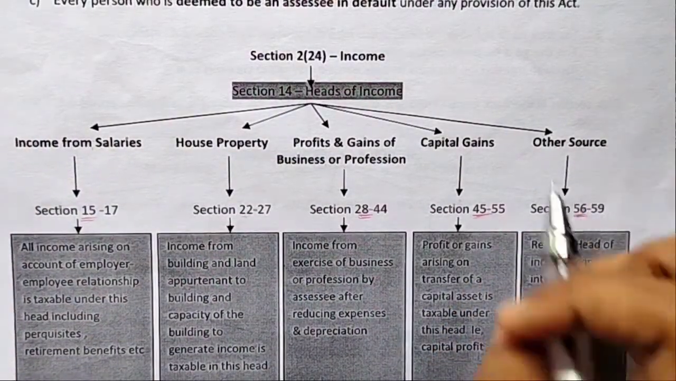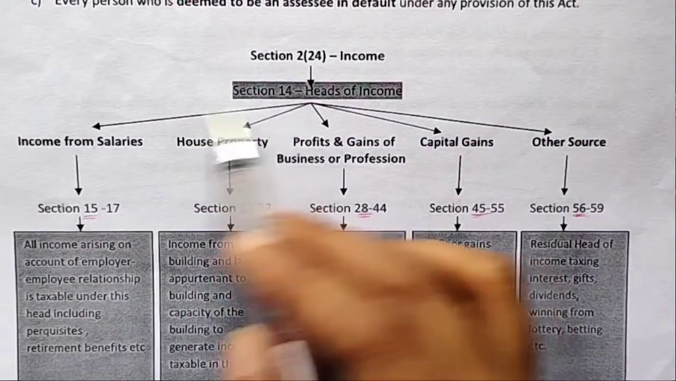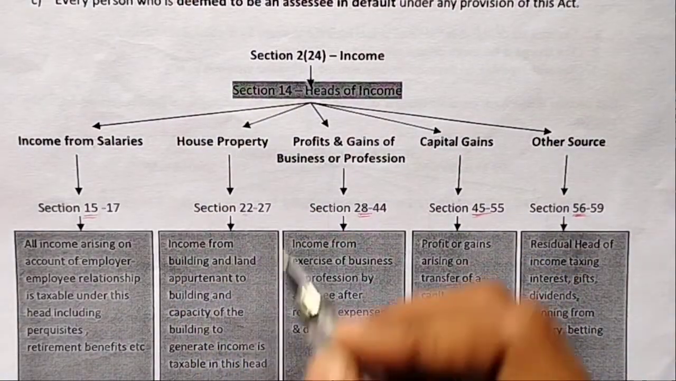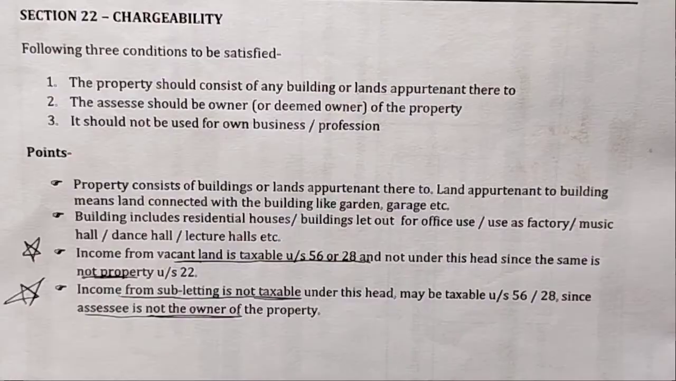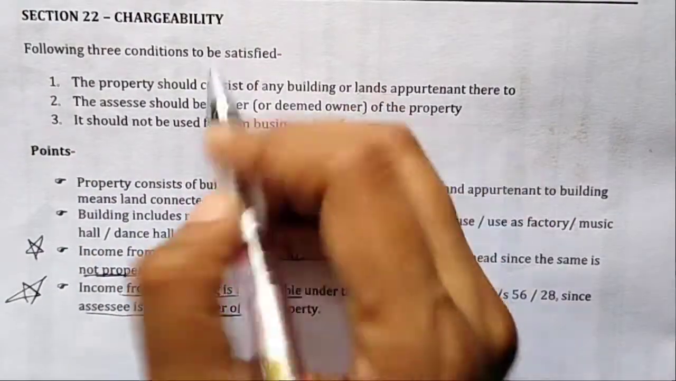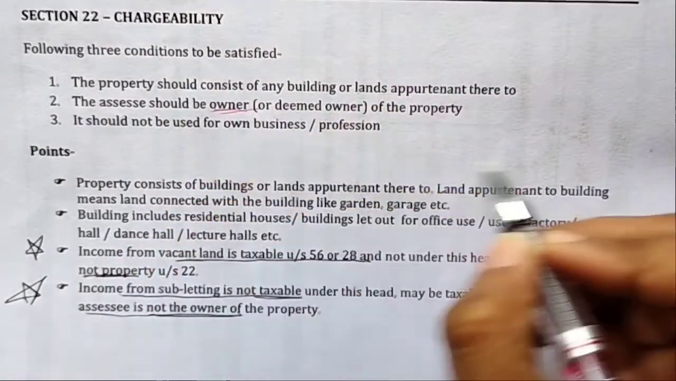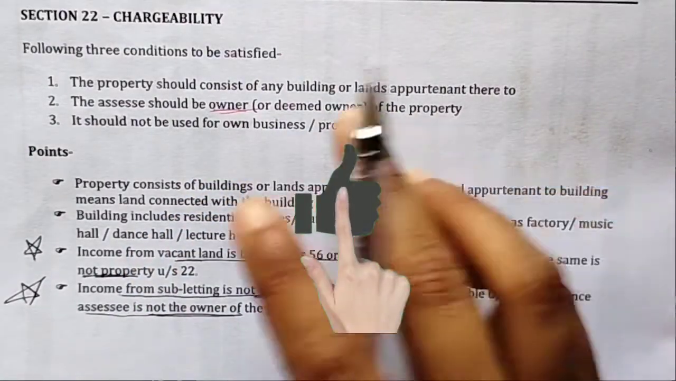So in this video we are discussing the charging section of income from house property, that is section 22. We are going to discuss that in detail. The charging section 22 states that the property must contain any building or land appurtenant thereto. Land appurtenant thereto means land which is attached to the building, for example a garden, etc. So the property should consist of any building or land appurtenant thereto. Then the assessee should be the owner. The next condition is that the assessee should be the owner or deemed owner of the property.